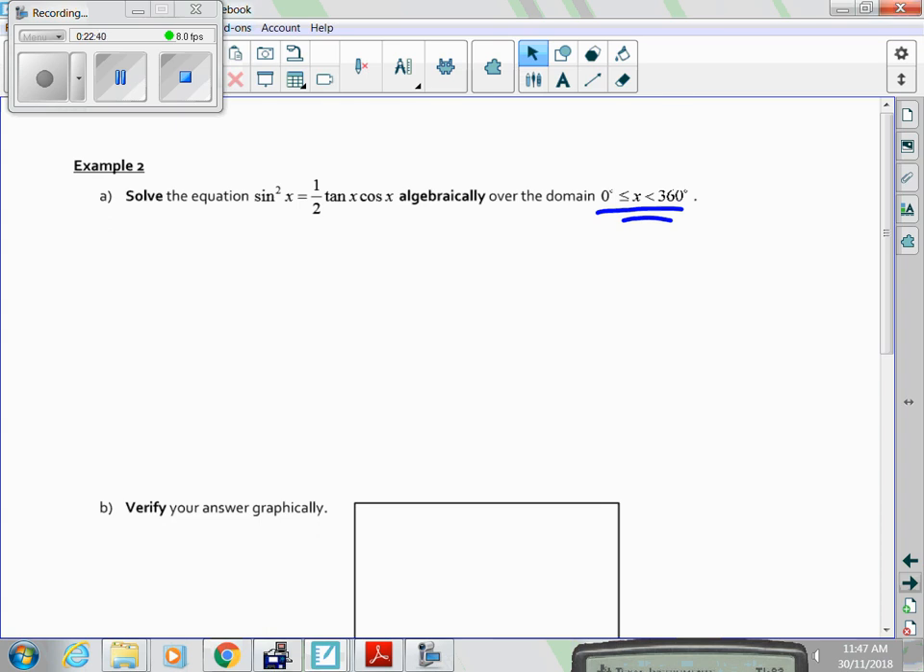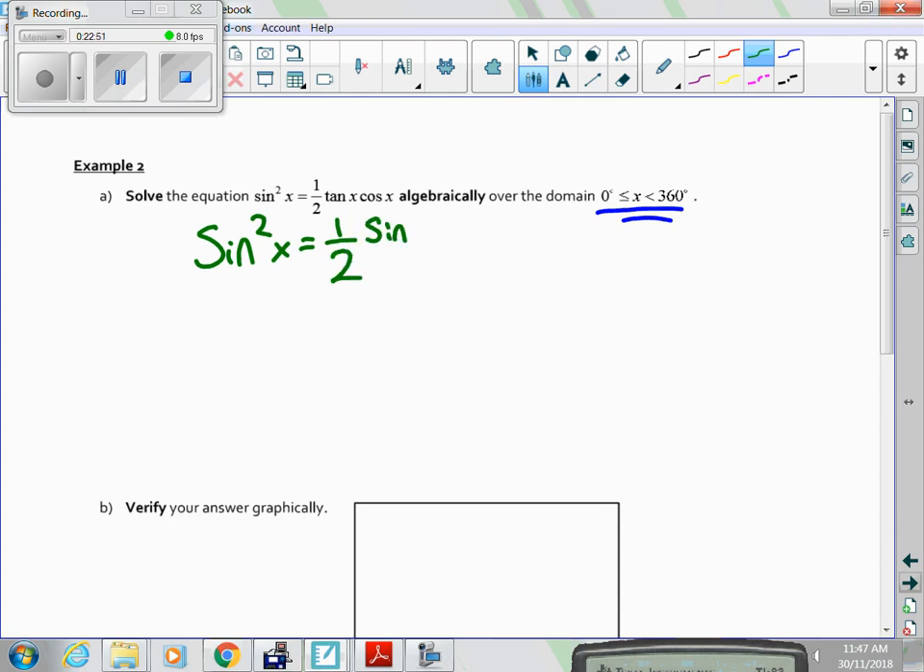Okay, sine squared of x equals 1/2 tan x cos x. Right off the bat, I'm going to go sine squared of x equals 1/2 sine over cos times cos of x. Now, as we've already described, canceling things out of these is very troublesome. We cannot cancel things typically, but I'm going to do it anyway.